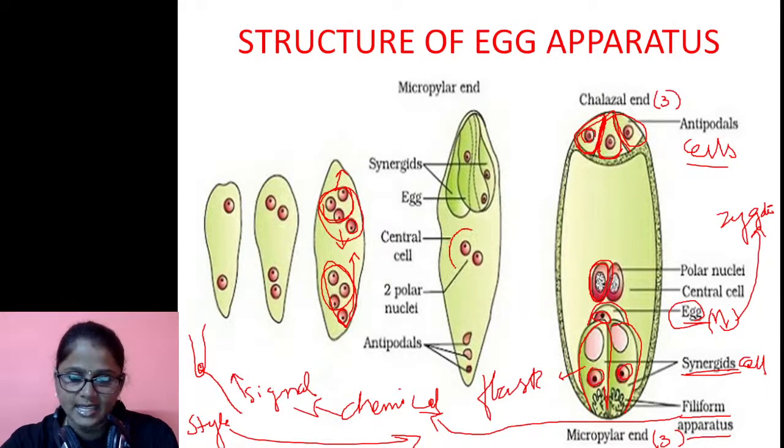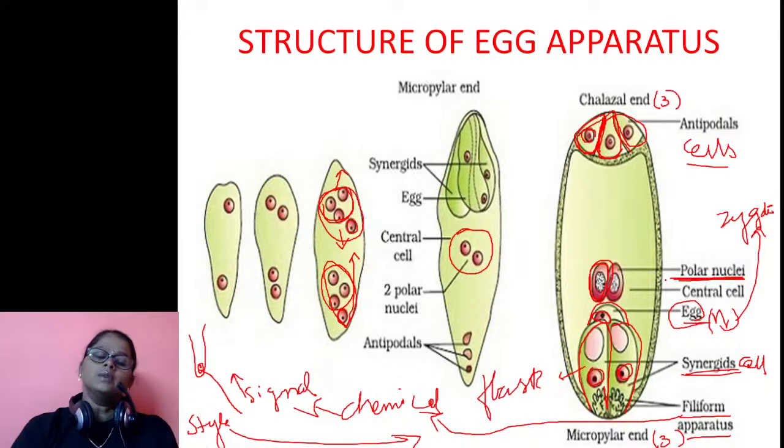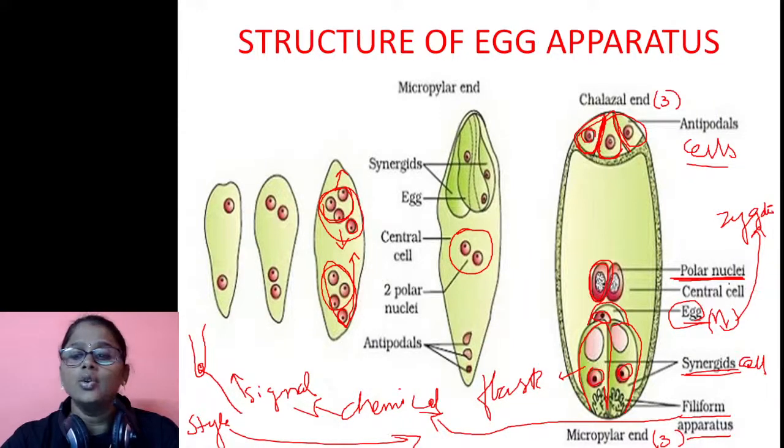And centrally they will be present and they are all called as the polar nuclei, we say. Because they are still in a nuclei condition, because they are not surrounded by the cell membrane separately.